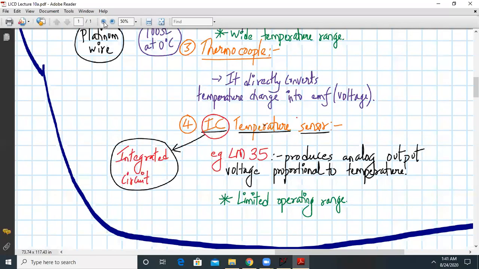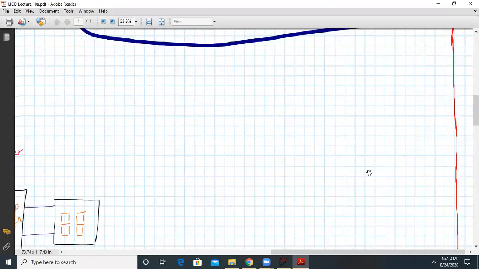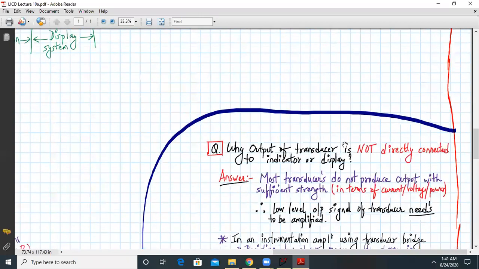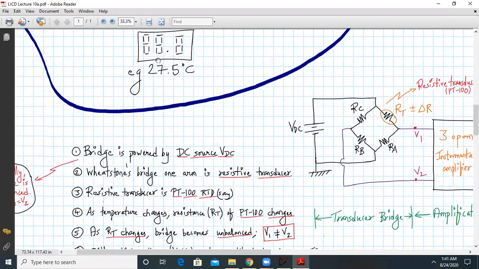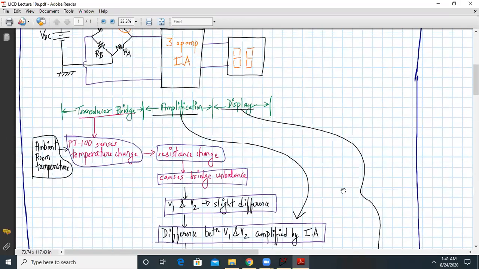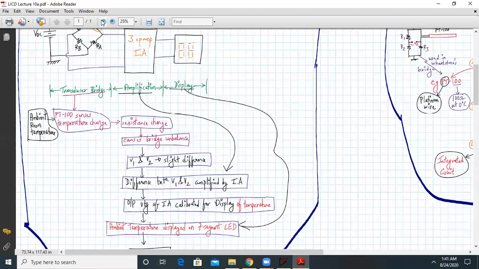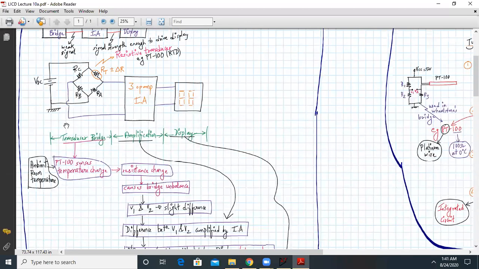So this was all about the various resistive transducers. Now let us go and see. We'll come back to this a little later. Now let us move on to the main topic. Yeah, let me just minimize a little bit. Yeah, so we were explaining the system.